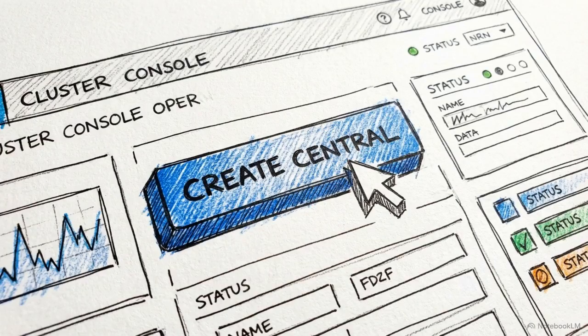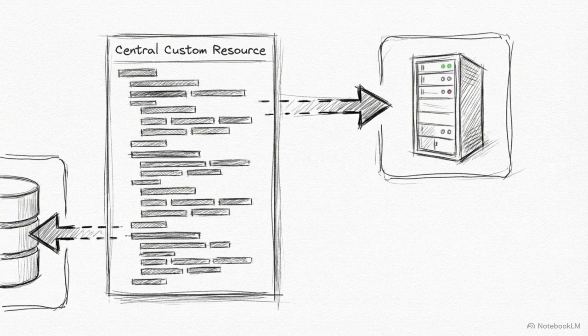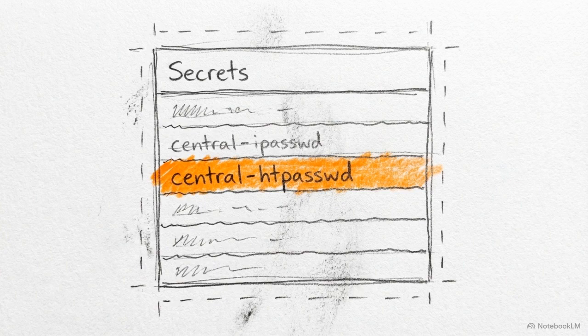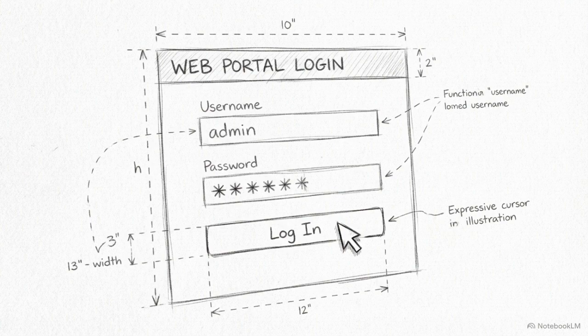Next, use the operator to create the Central Custom Resource. A custom resource is a configuration file that tells the operator exactly how to provision the central services and database. Once the deployment is ready, you need the administrator password. Navigate to the Secrets menu in your cluster console and look for the secret named Central HT Password. Open the RHACS web portal and log in using the username admin and the password you just retrieved.